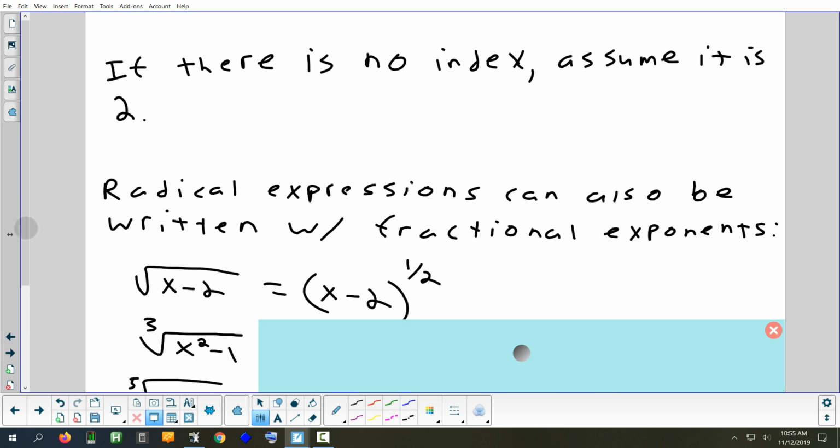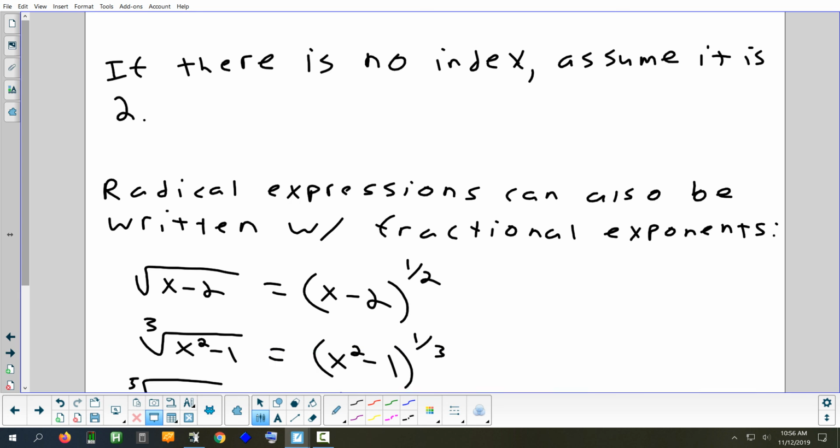Now, to do a cube root, you wouldn't raise something to the 1/2 power. Anybody know what you would do to do a cube root as an exponent? Yep. 1/3. It would be the 1/3 power.